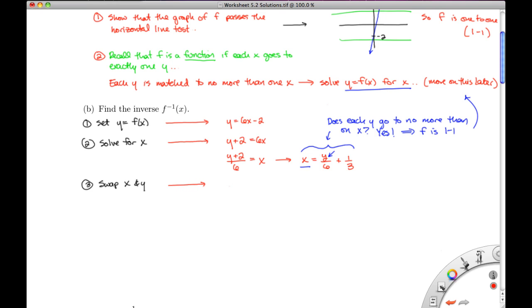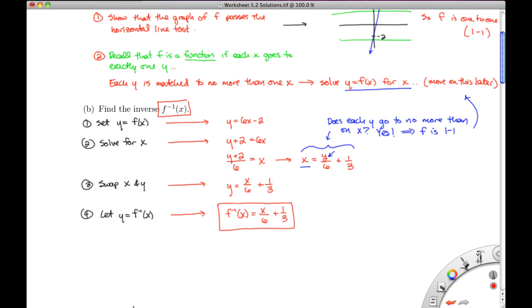So here we'll say that y is equal to x over 6 plus 1/3. Now the reason we're doing this is because our inverse function needs to be a function of x. So that's why we're making this change here. And then lastly, we can just go ahead and let y equal f inverse of x. And if we do that, we get our inverse function, which is f inverse of x is equal to x over 6 plus 1/3. So with those 4 steps, that'll get us to where we need to go. And along the way, we've actually shown that our function was one-to-one.